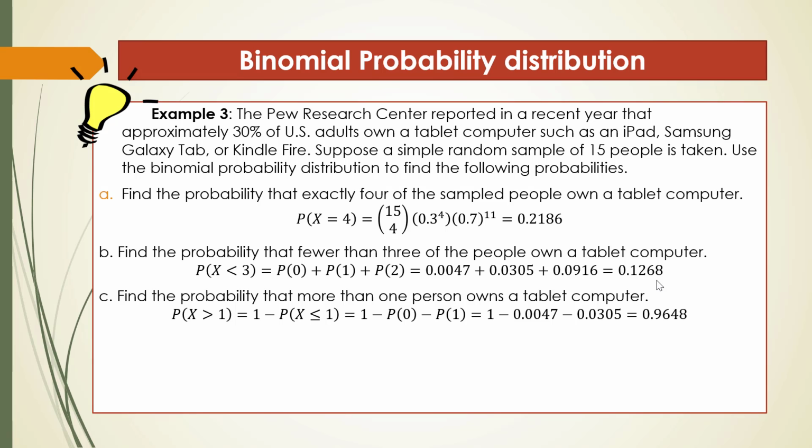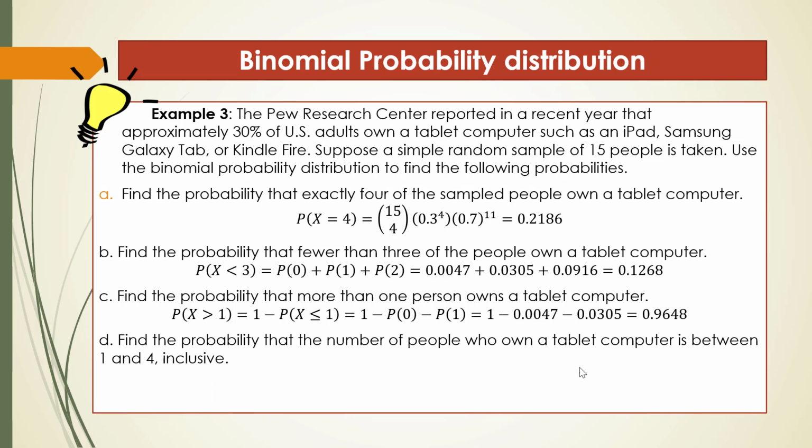For the probability that X is greater than 1, we can use the complement rule. So it is equal to 1 minus the probability that X is less than or equal to 1. And the probability that X is less than or equal to 1 is basically just 0 and 1. So we get 1 subtract P of 0 subtract P of 1. So 1 minus 0.0047 minus 0.0305, and the answer is 0.9648. So that is part C. The complement rule is a powerful trick to deal with problems relating to at least, more than, something like that.